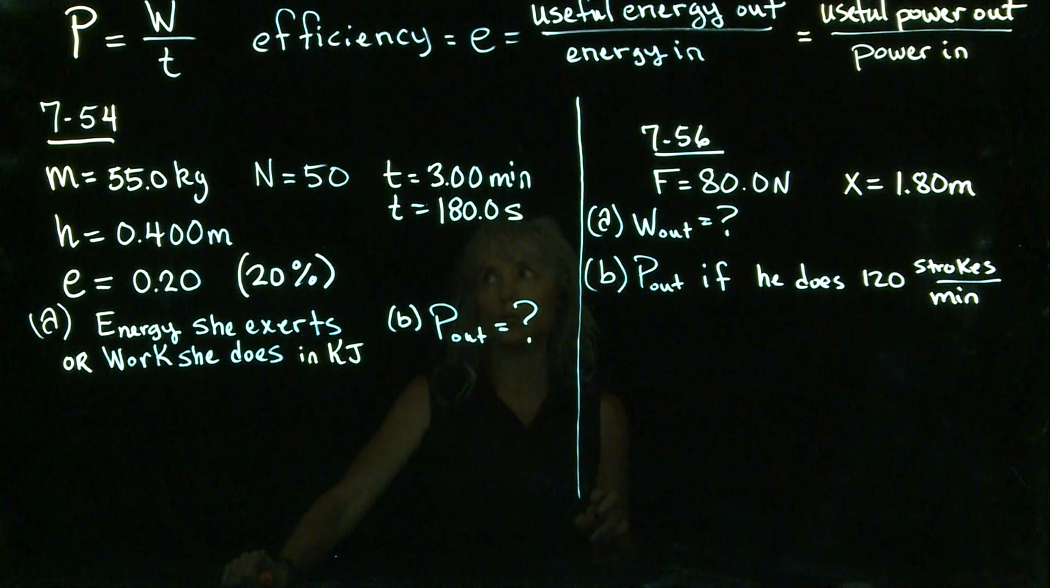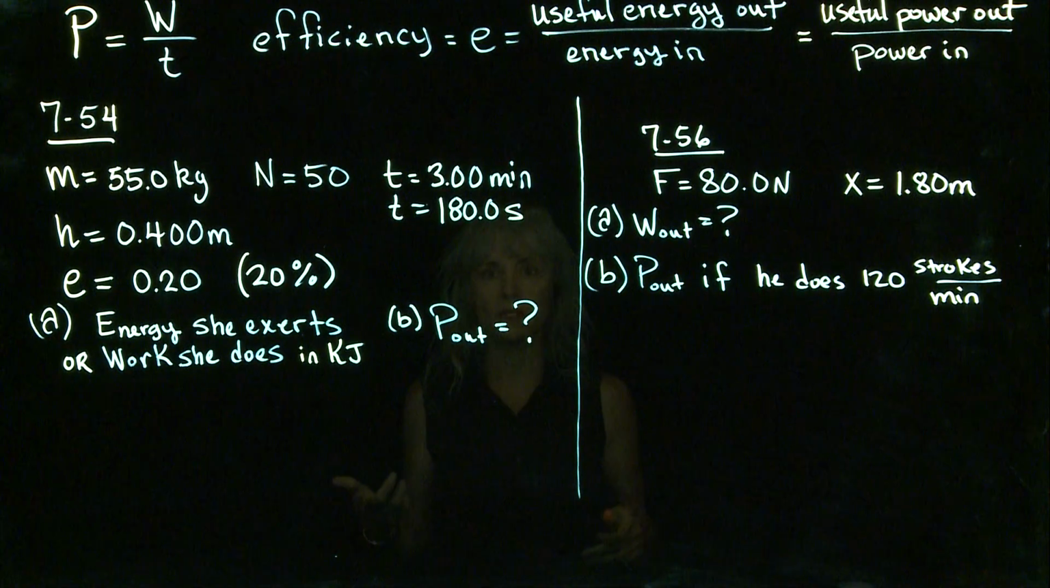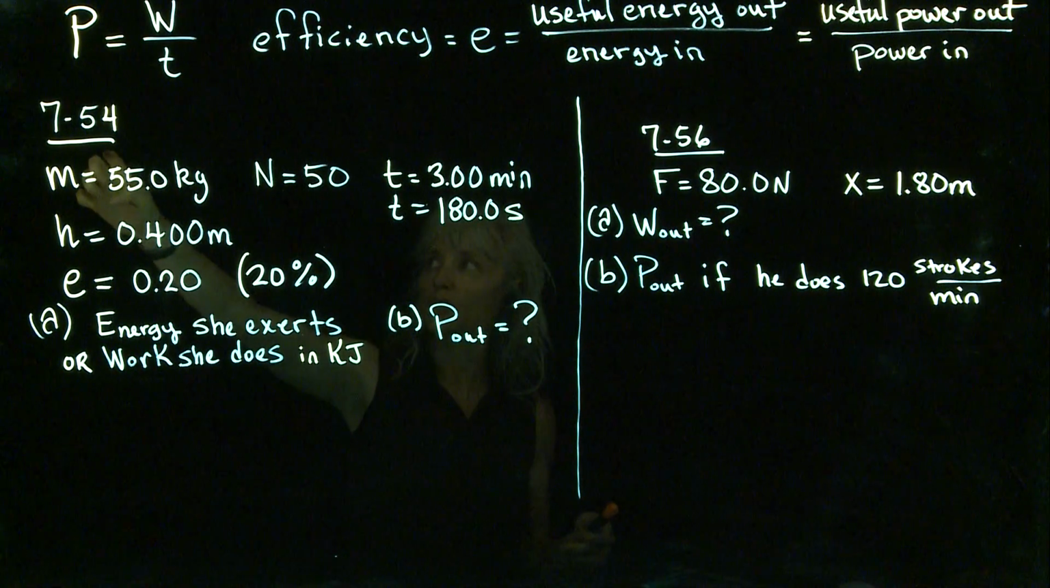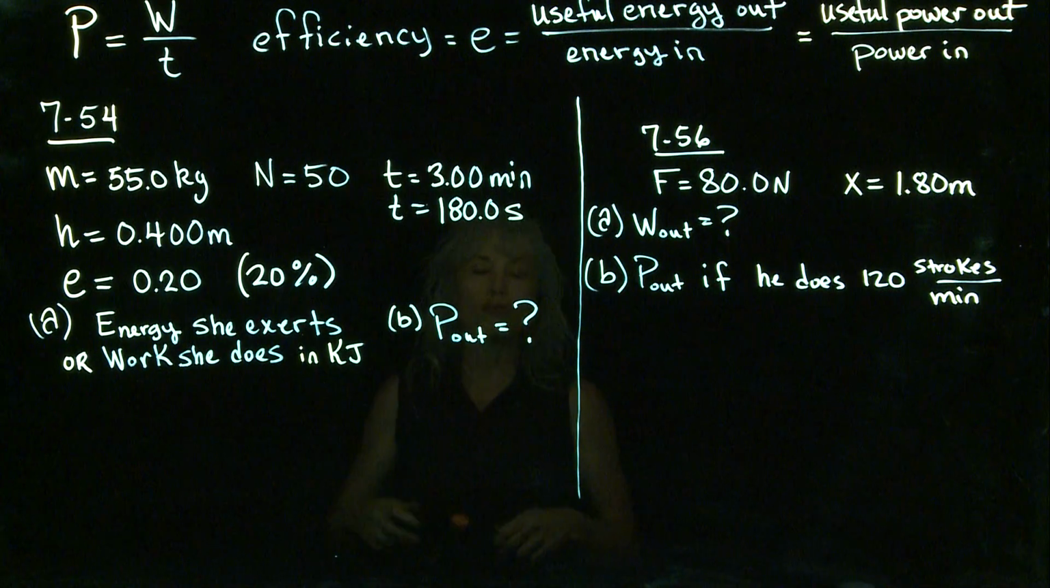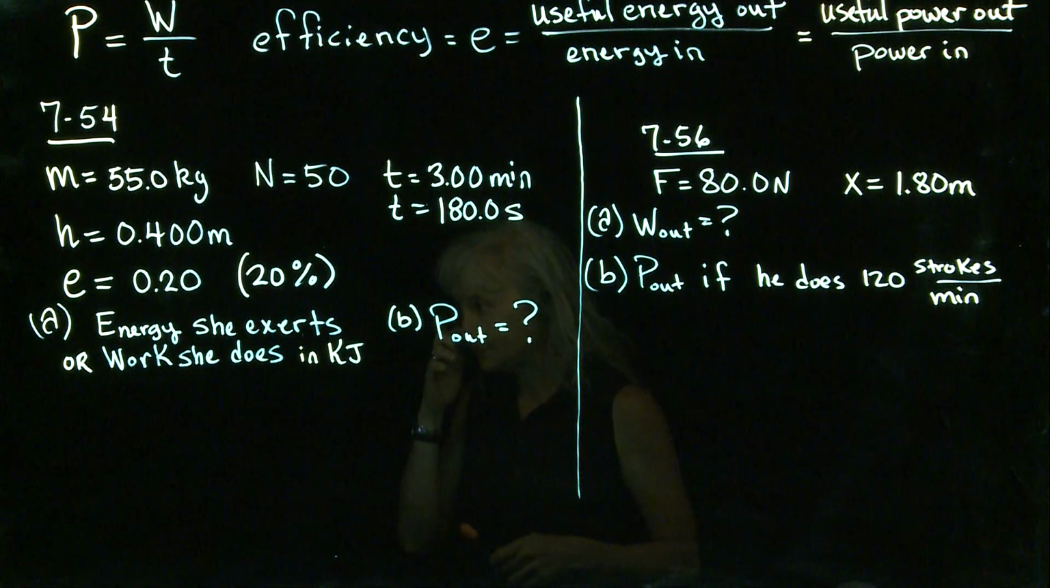So the two problems we're going to be looking at today are both from your OpenStax text. The first one's going to be 7.54 and the second one will be 7.56. So reading 7.54 to begin with.